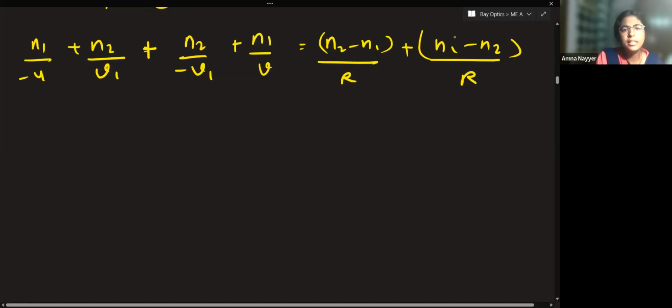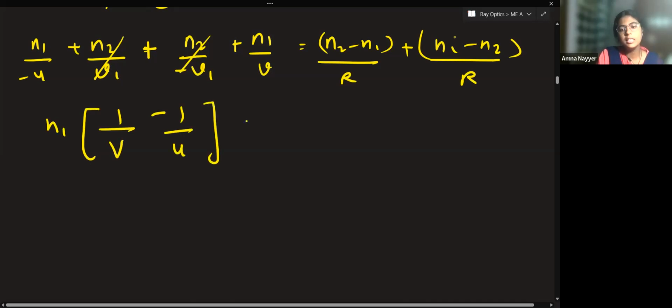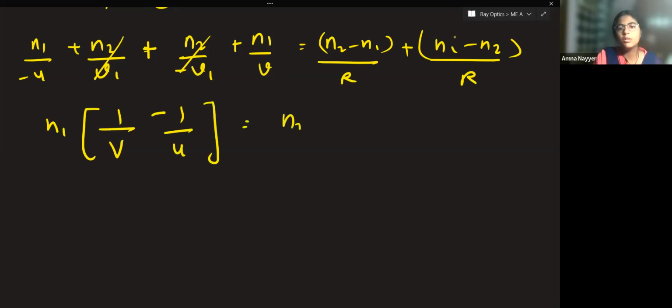Anything that is, yes, this is getting cancelled. N2 by V1 minus N2 by V1. So what are we left with? If you take N1 common, you are left with 1 by V minus 1 by U. This is equal to, take N2 minus N1 also common.